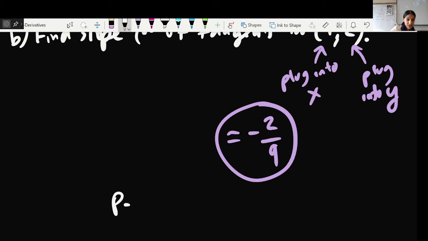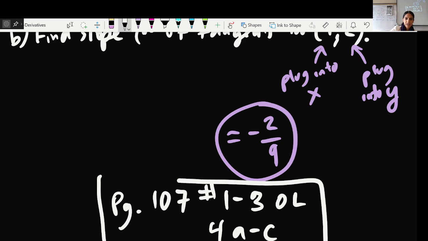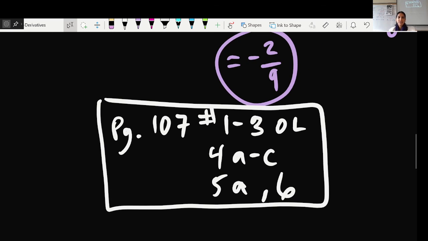You're not even going to believe this, but here you go. Page 107. 1 to 3 odd letters. You all know what I mean by that. 4A to C, 5A, and 6. That is your work.